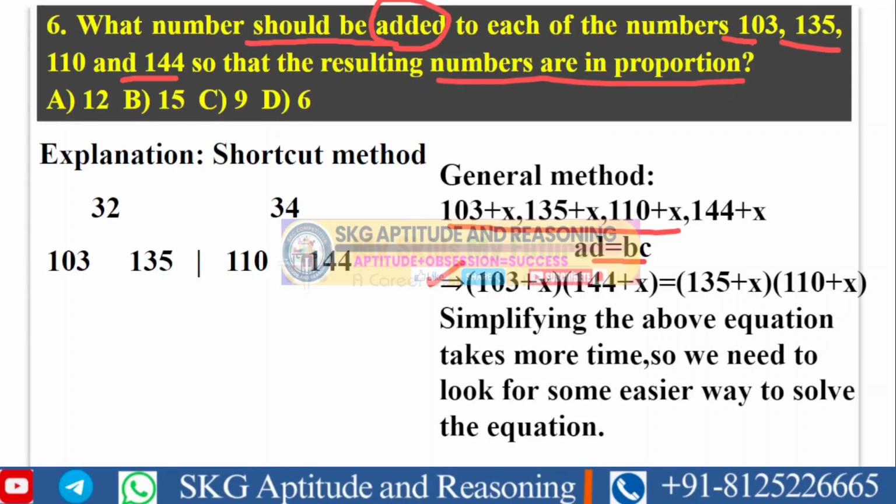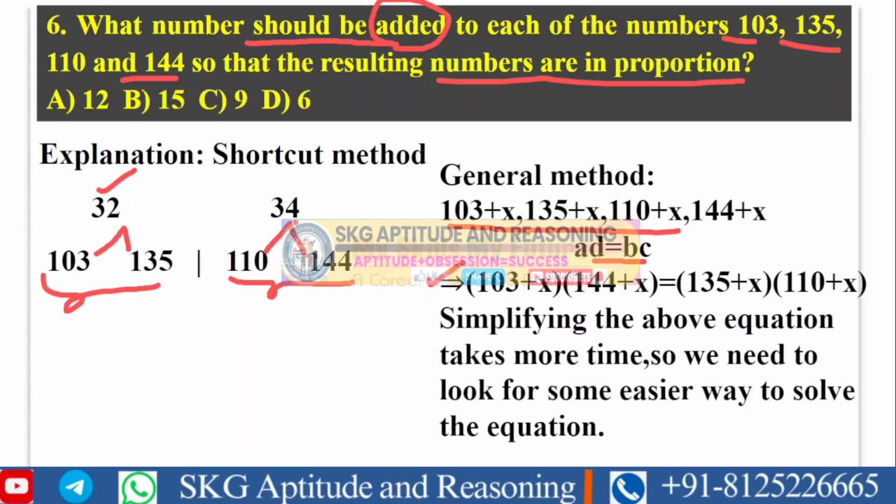Whatever values are given here, I will write them here. These are the first two values and these are the second set of values. First, I'll find the difference between the two numbers. What is the difference between 103 and 135? The difference here is 32. In a similar way, I'll find the difference between 110 and 144. Here the difference is 34.